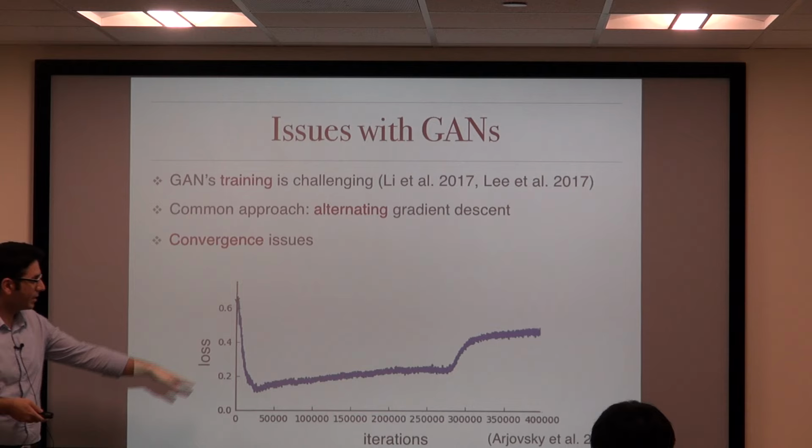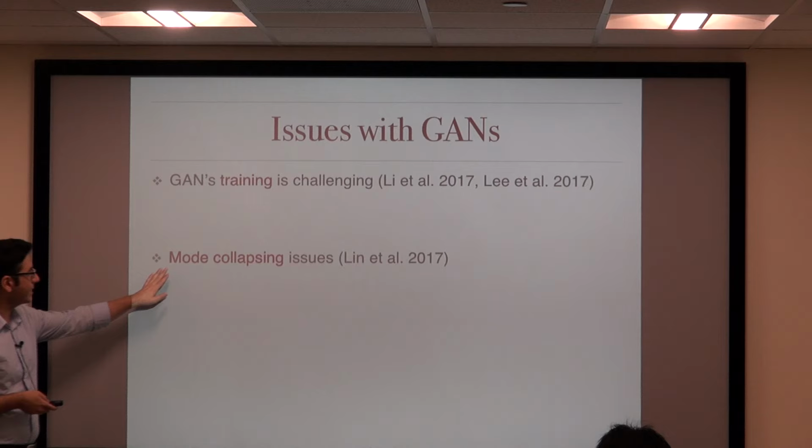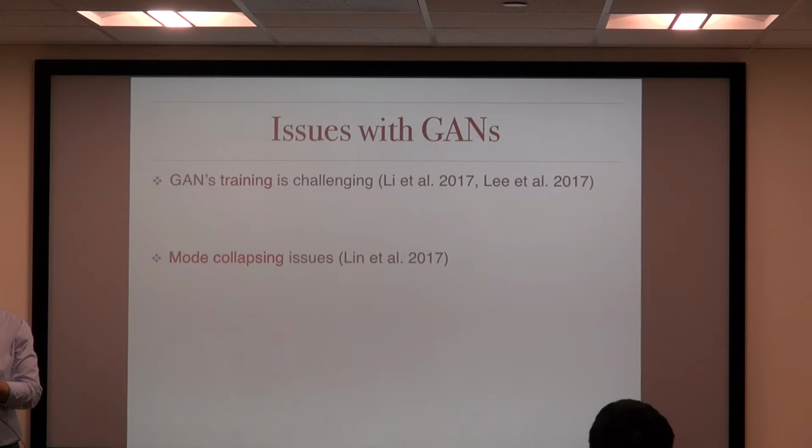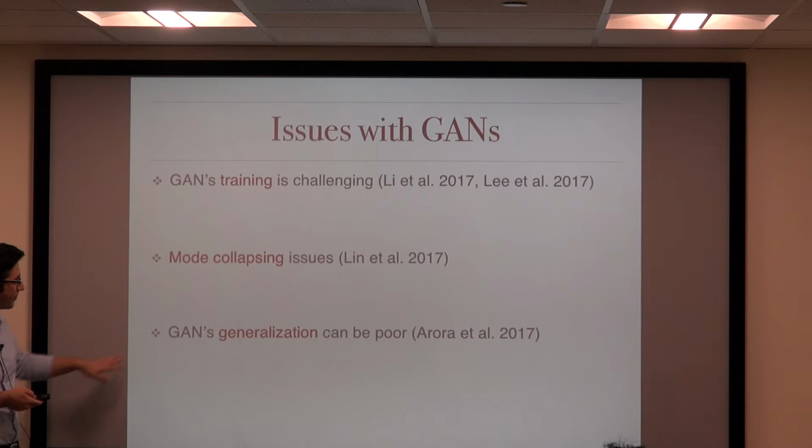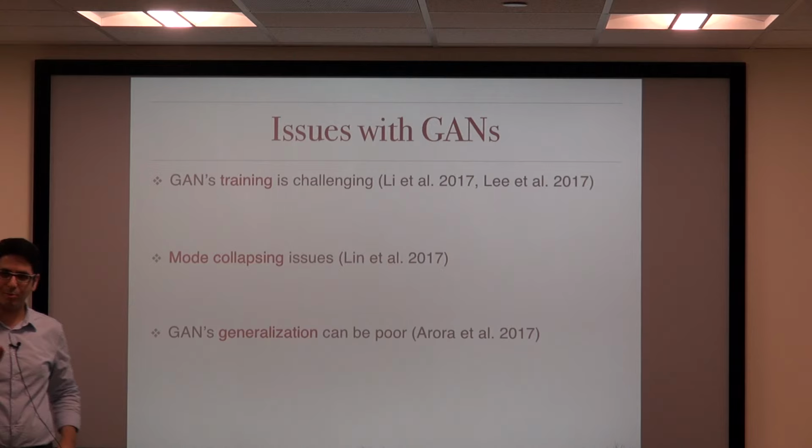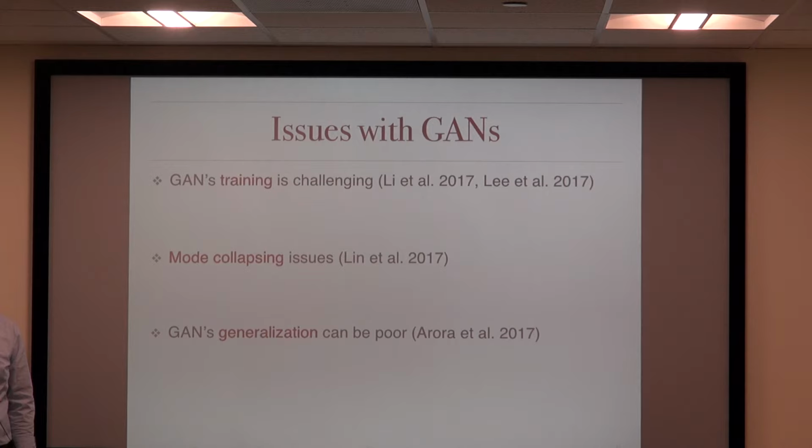Another issue is called mode collapse. If you have a multimodal distribution, sometimes the generator is missing some of the modes in its output. And generalization can be poor. This is from a more statistical point of view: how many samples do you need in order to learn the distribution using this framework? In some cases you may need exponentially many samples in the dimension of your input in order to learn even a simple distribution. And performance, as I said, is often subjective.